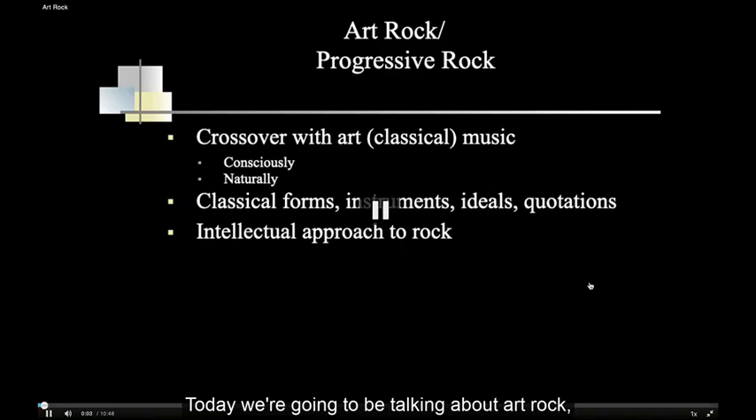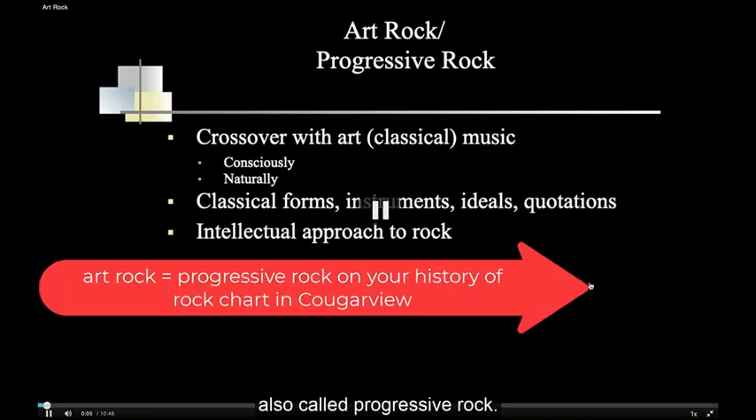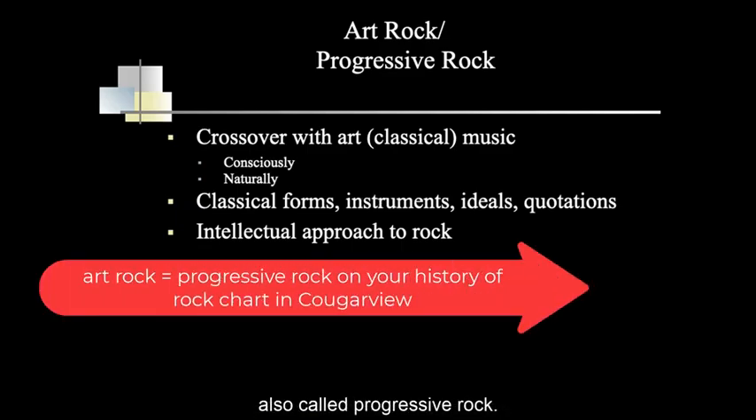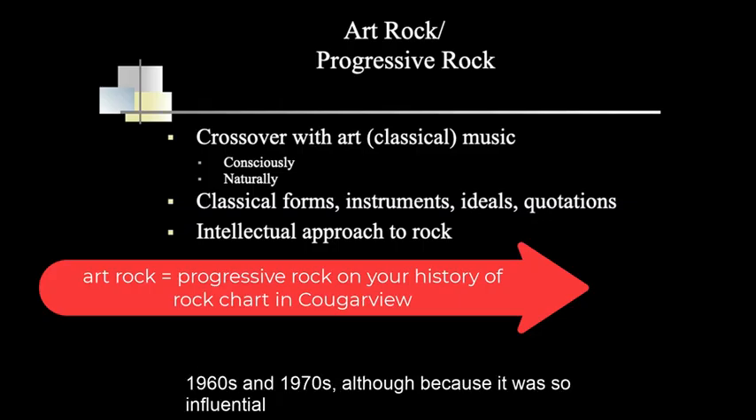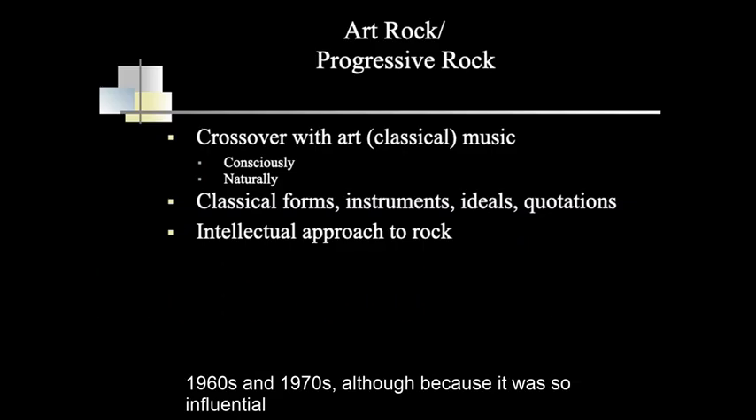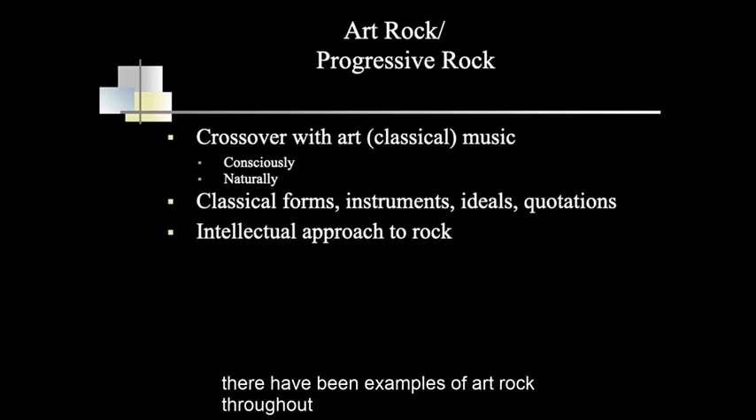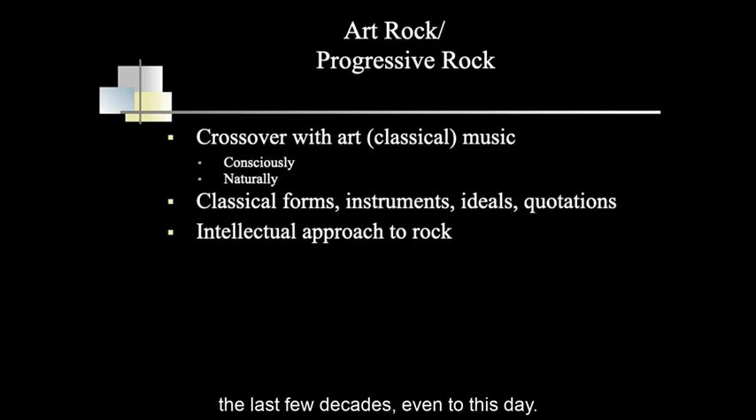Today we're going to be talking about art rock, also called progressive rock. This was an important and influential movement of rock music, which arose in the very late 1960s and 1970s. Although because it was so influential, there have been examples of art rock throughout the last few decades, even to this day.